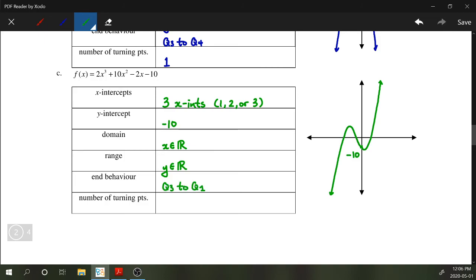And finally, in this case, it has two turning points. But for a cubic function, that could be 0 or 2, depending on, again, the actual equation that we are given.